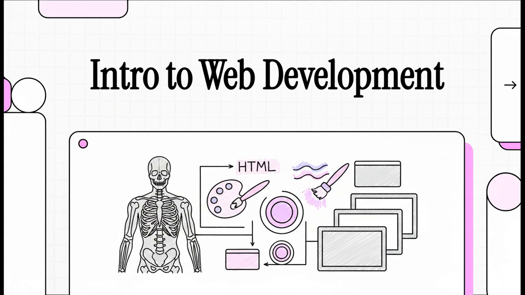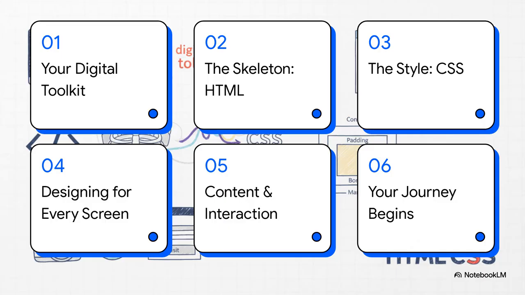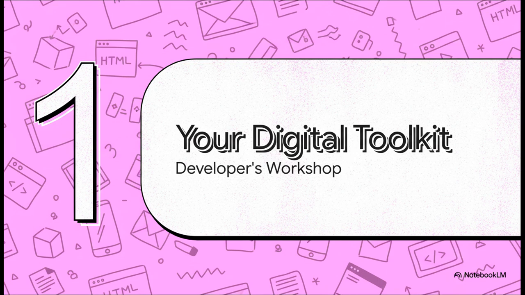Let's get started. So here's our game plan. First, we're going to set up our digital workshop with the right tools. Then, we'll build the skeleton of our site with HTML. After that, we'll bring in the designer, that's CSS, to make it look good. We'll make sure it works on every screen, add some content, and finally, get you ready to start your own journey.